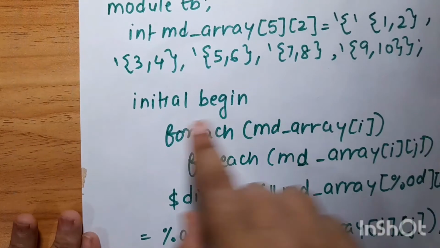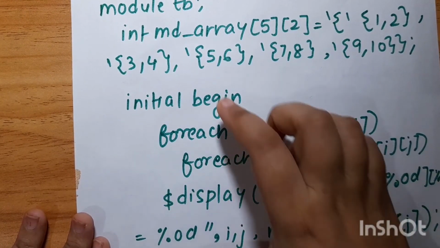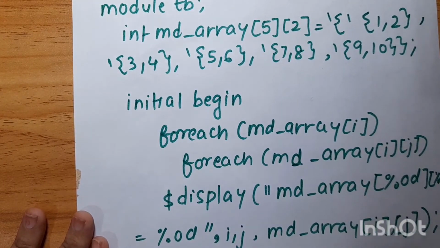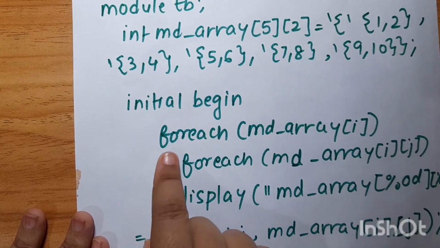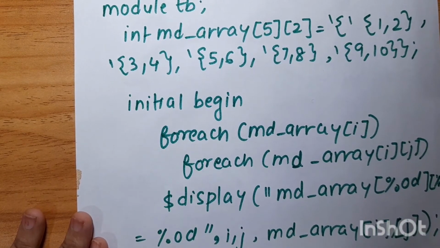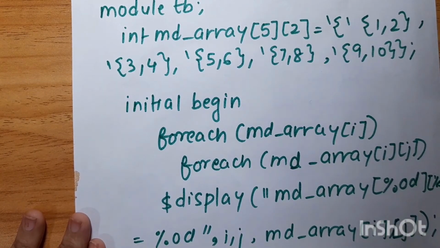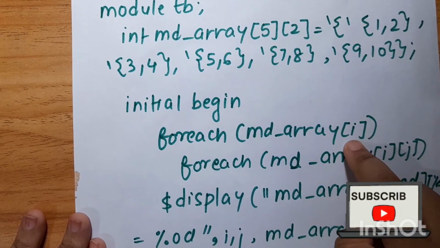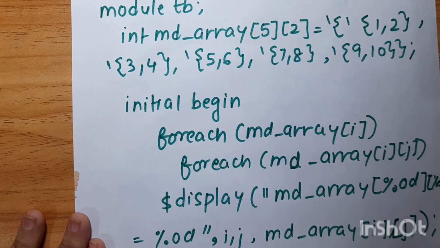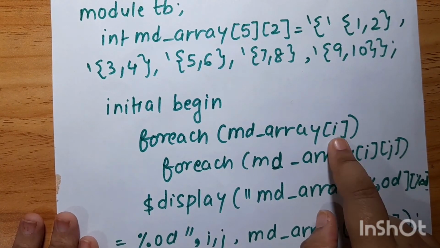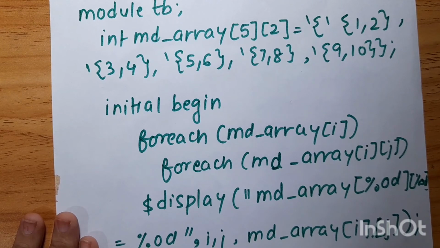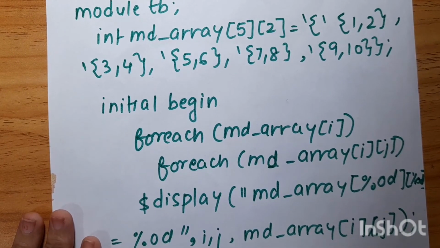Now, inside the initial begin end, a procedural block, I will call the foreach. Inside the foreach I have the bracket, and inside the bracket MD array is the variable name, and the index I will put as i inside the square bracket. Now, you see, here it is two dimensional. This i will refer to the first index, the first dimension, that is 5. I have to loop through 0 to 4.